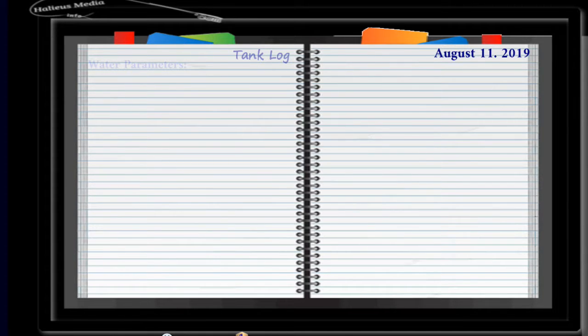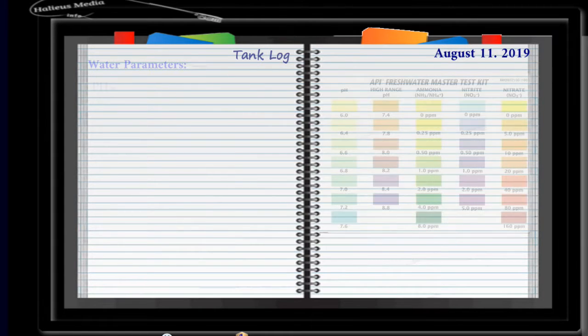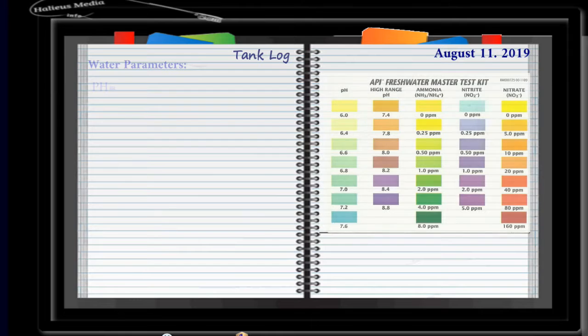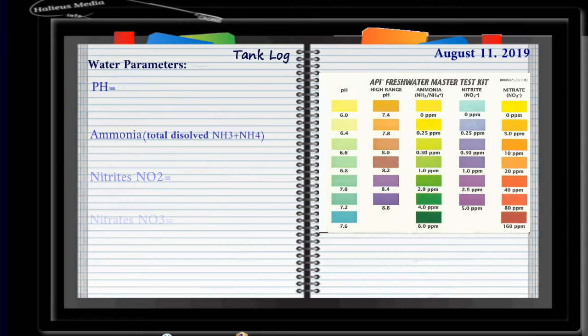So let's throw up the API Master Test Kit card and talk about all that sciencey stuff up on the screen. First you see that this document is called our tank log, and we've pulled up the full screen of the notebook that you guys have seen forever and ever. So we're going to talk about water parameters, and the first thing you see up there is pH.